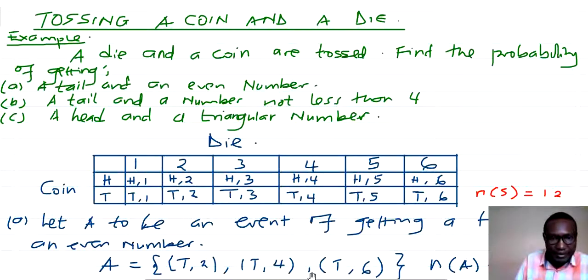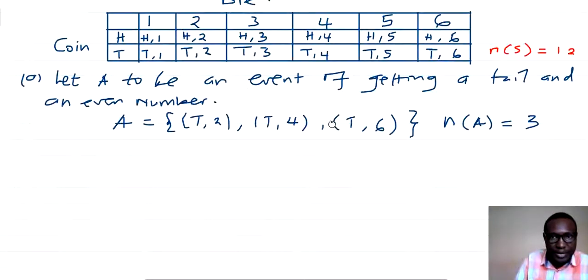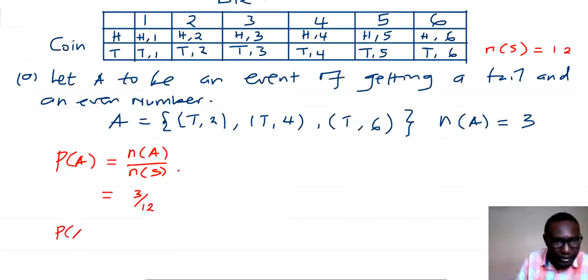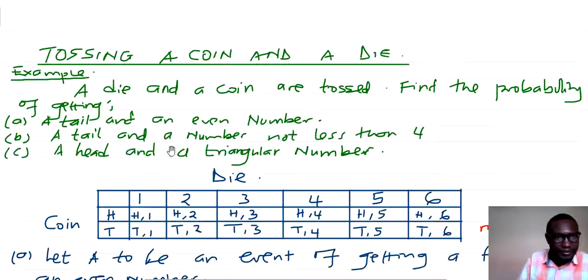From there, we can now compute our probability. So probability of A is equal to the number of elements in set A divided by the number of elements in the whole sample space. So this is equal to 3 divided by 12. And when we simplify, this is going to be a quarter. So we are done with part A.